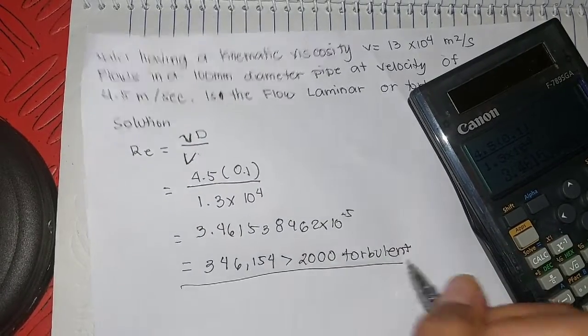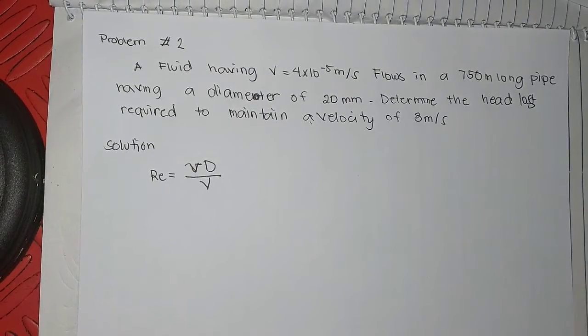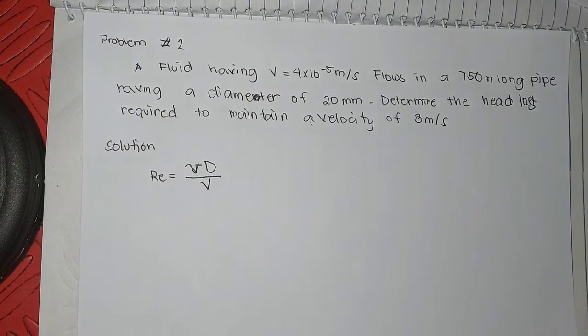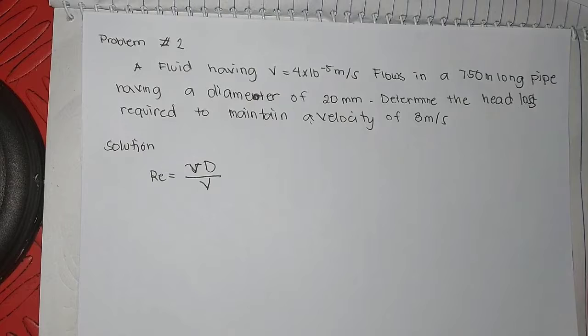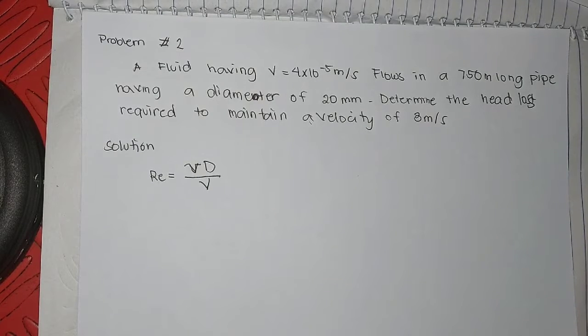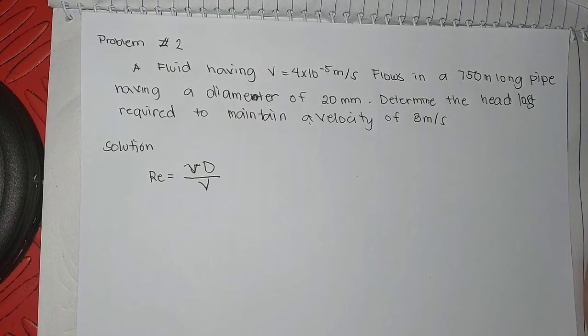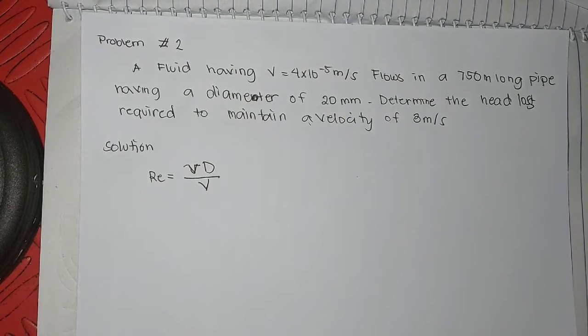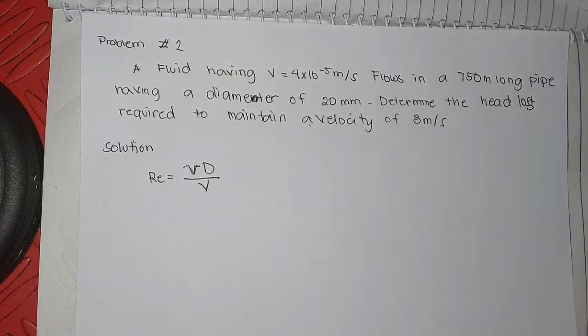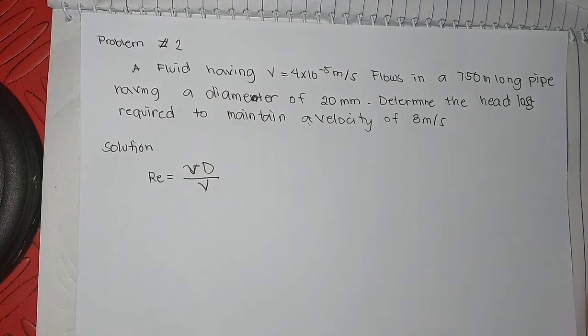Here's the answer. Now in our problem number 2, a fluid having a viscosity equal to 4 times 10 raised to negative 5 meter squared per second flows in a 750 meter long pipe having a diameter of 20 millimeters. Determine the head loss required to maintain a velocity of 3 meters per second.